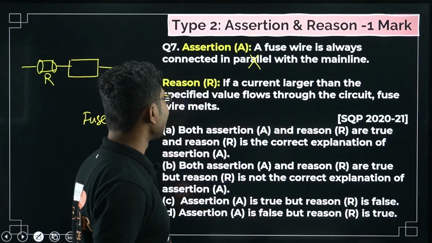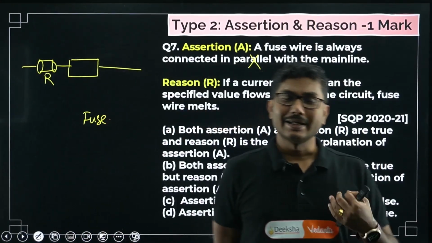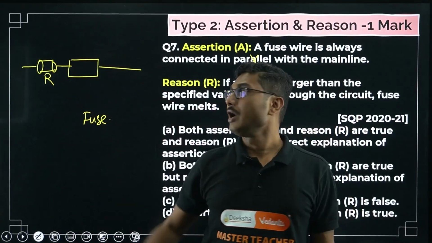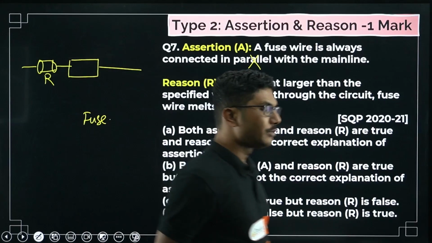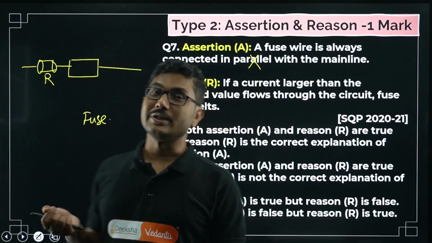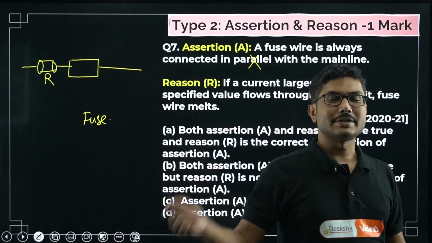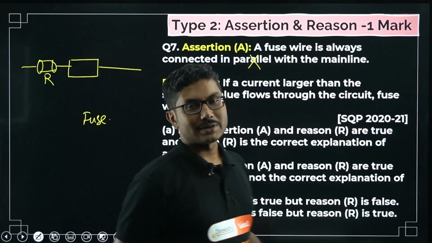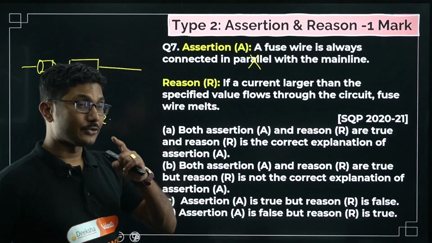If current larger than the specified value flows through the circuit, the fuse wire melts. So fuse wire melting is basically protecting the device. It burns itself down to protect the device which is connected with it. Nowadays we generally do not use fuse, we use something called a magnetic circuit breaker, MCB, which magnetically breaks the circuit, and instead of replacing the fuse every time, you can simply reconnect it once the current is stable. That is what is currently used, MCB, you should remember that term.